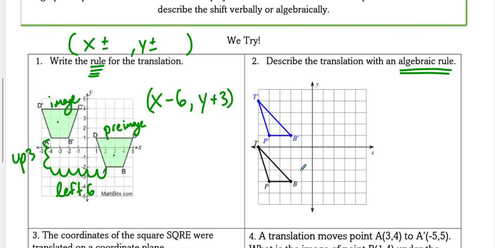On the next one, that is p prime. That means this is the new one. This is the old one. So I'm going from here to there. Looks like it's just going up. 1, 2, 3, 4. It's going up 4. It's not moving to the right at all. So nothing happens to the x value at all. We don't change the x value. We're just going up. So it's y plus 4.